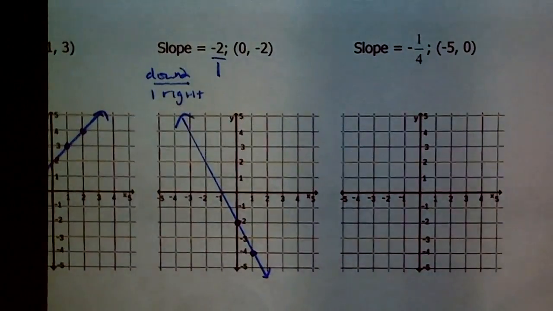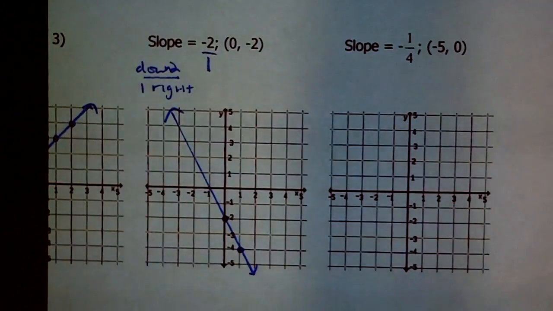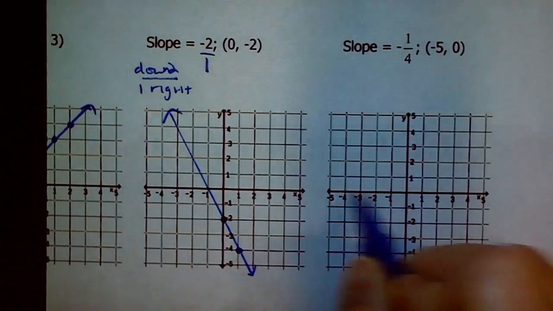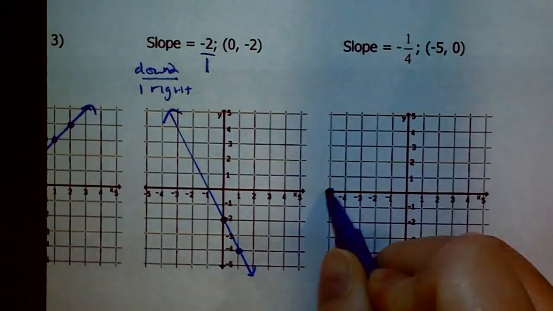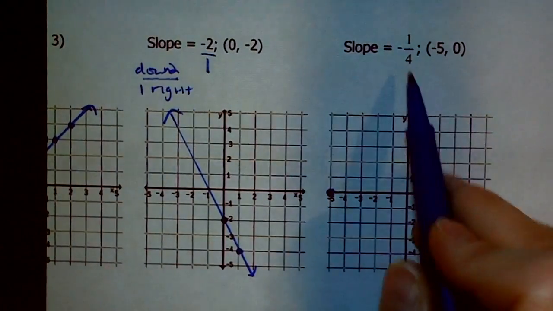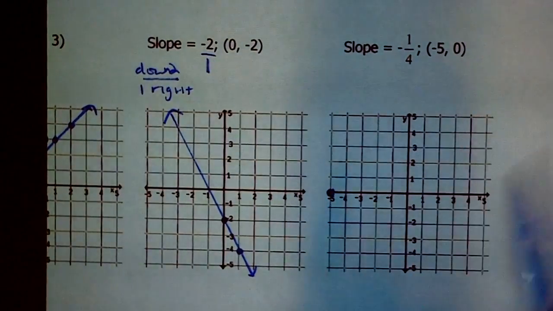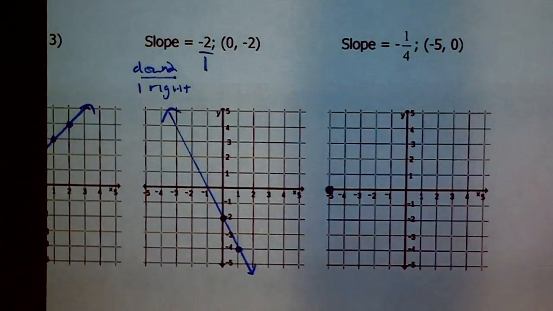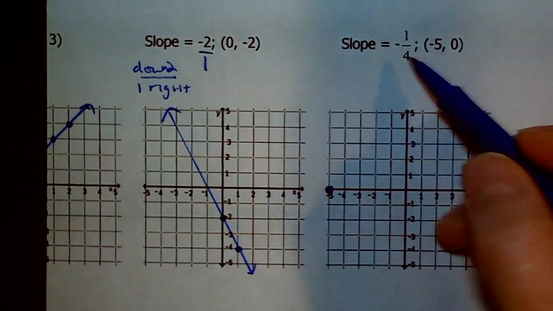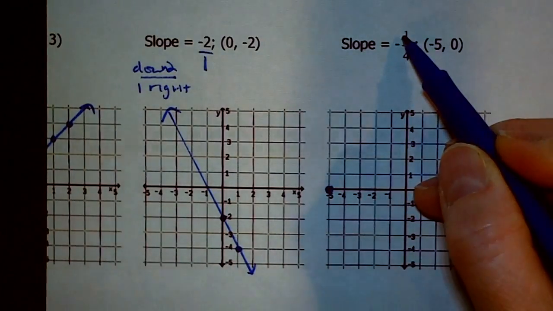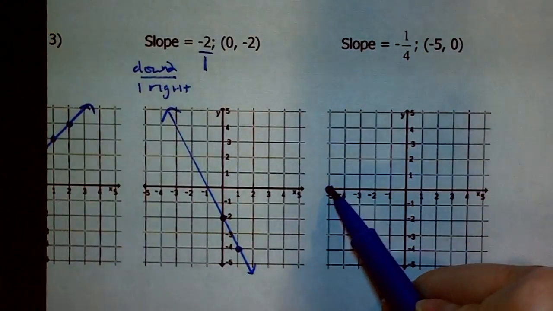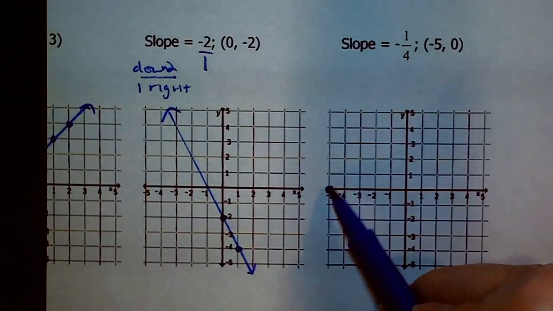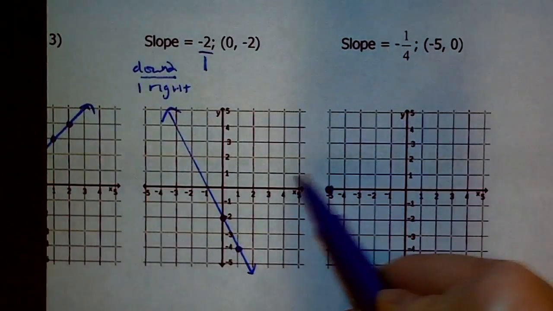All right, last one of these, and then yes, there's one more page. They're going pretty quickly, I hope. -5, 0 means -5 on the x, 0 on the y, so there's my dot. Okay, my slope here is -1/4. That means that either the 1 is negative or the 4 is negative. If I put the negative with the 1, that would mean I would have to go down 1, right 4. If I put the negative with the 4, that would mean up 1, left 4.